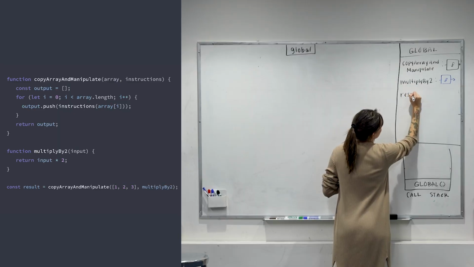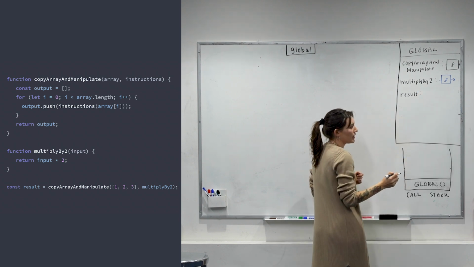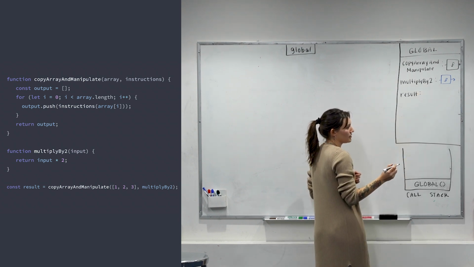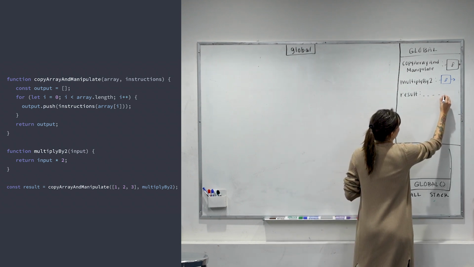You are declaring a const named results, and it is equal to copy array and manipulate with the arguments array and the function multiplied by 2. Cool. And which is the instructor. Yeah. And do we know the value of result right now? We do not. Absolutely no. We do not know this yet.